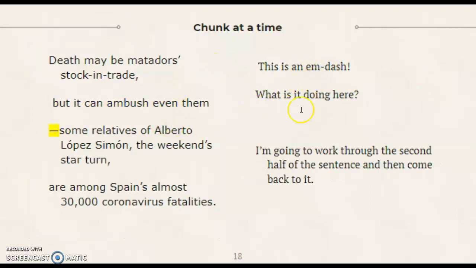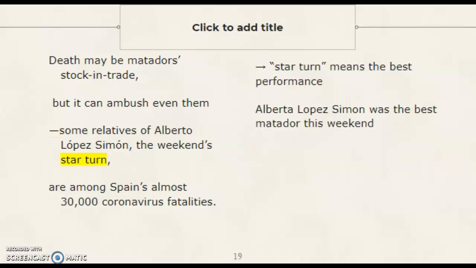The punctuation can also show you the relationship between different ideas. So this M dash that's here, not the most common punctuation mark that you'll see, can mean a bunch of different things. So we're going to come back to it after we finish the second half of the sentence. Star turn, to look up that word, that means the best performance of the weekend. So this guy, Alberto Lopez Simon, was the best matador of the weekend.